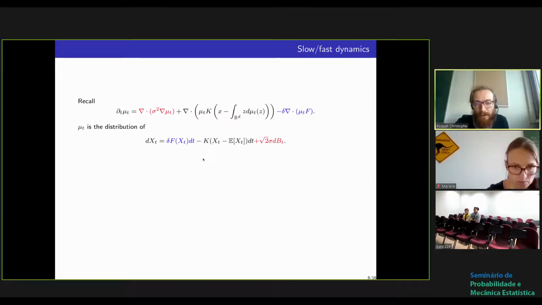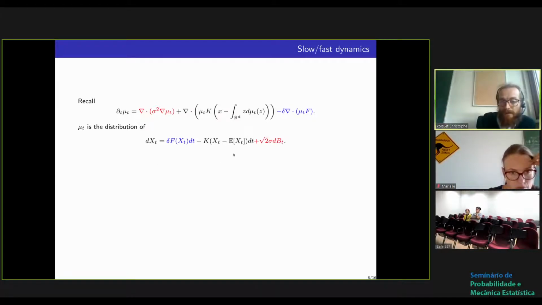So recall that if we take the limit capital N going to infinity, what you have is this nonlinear PDE, nonlinear Fokker-Planck equation, nonlinear because here you have mu_t that appears two times, and which is the distribution of this process here, which is not a diffusion, it's not a Markov process because you have the expectation, so the distribution of X_t appears in the dynamics of X_t.